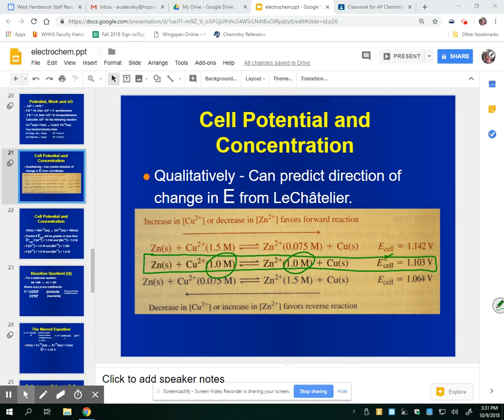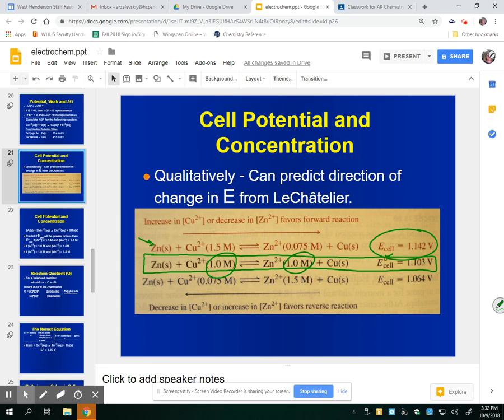If we look at this one here that is in red, we'll see that with these changes, we have copper increasing from 1 molar to 1.5. Add shifts away, so it is going to favor that forward reaction. We're kind of doing this double time because we've also decreased the concentration of zinc, remove shifts towards. So again, both of those changes favor the forward reaction according to Le Chatelier, and we see that our cell voltage increases.